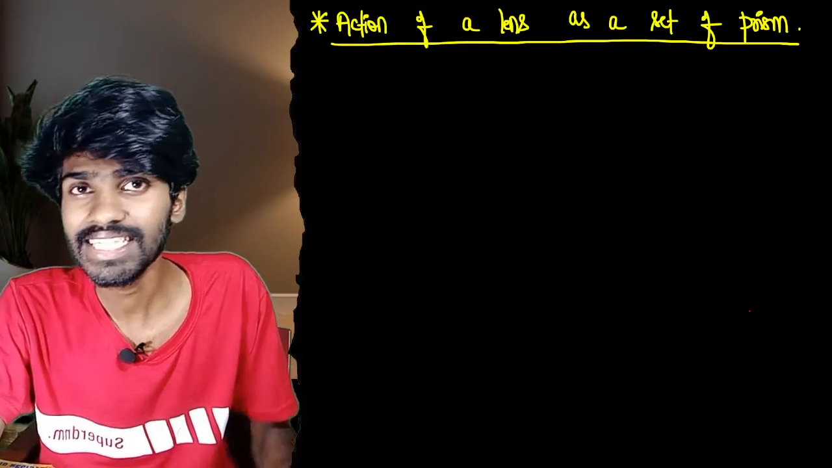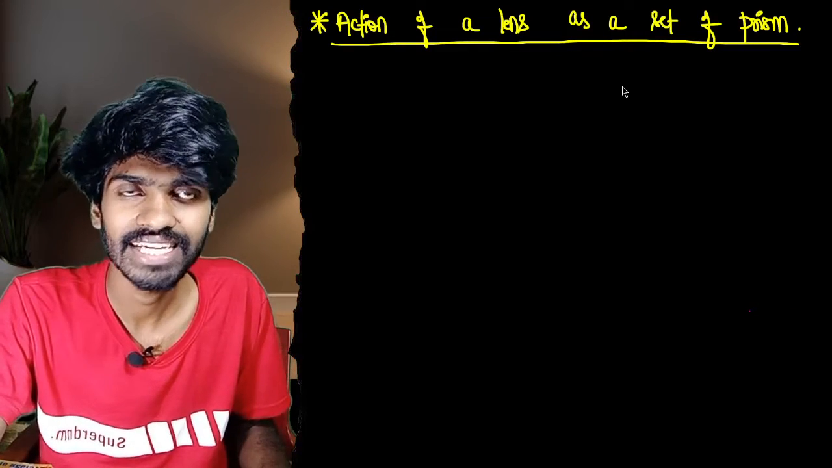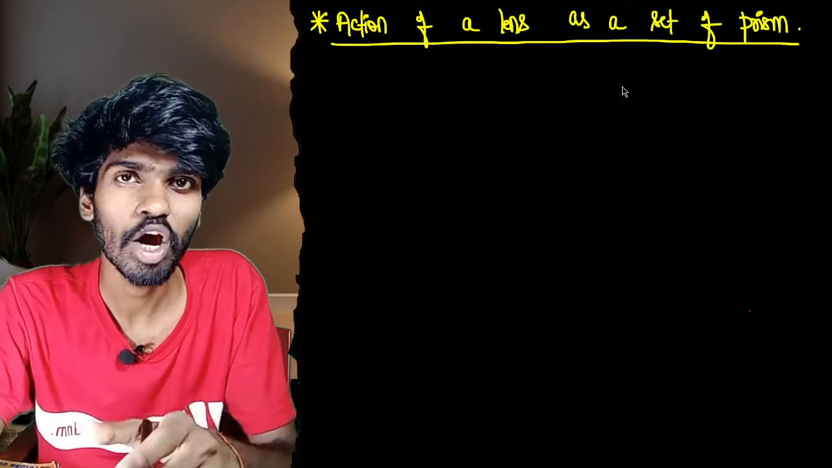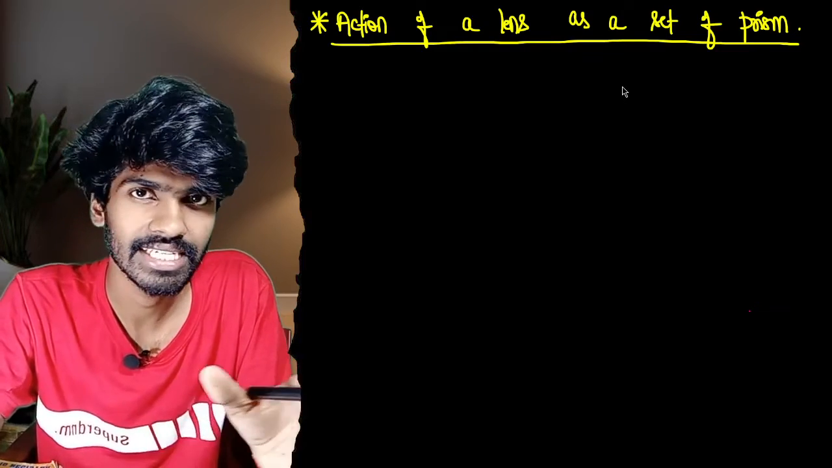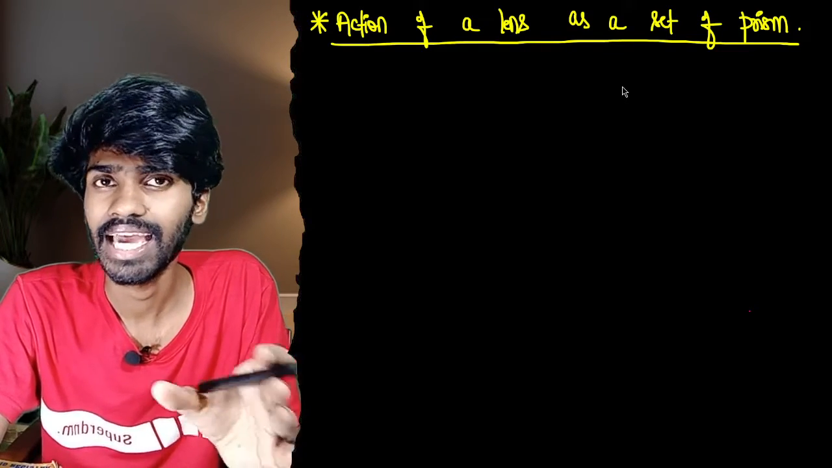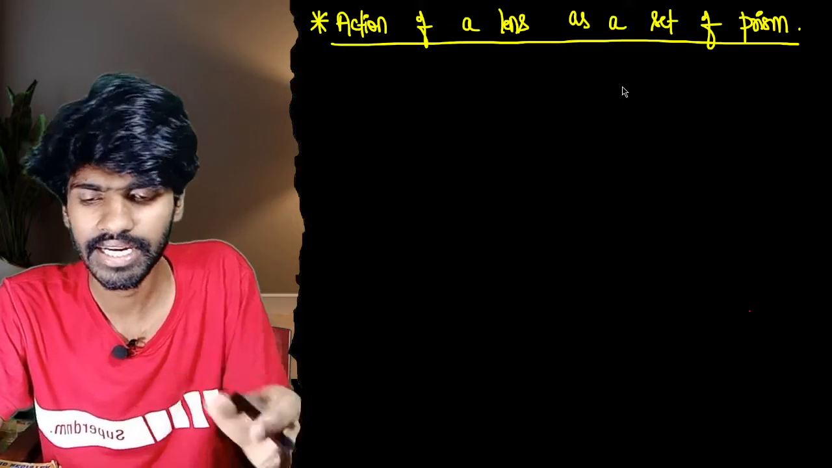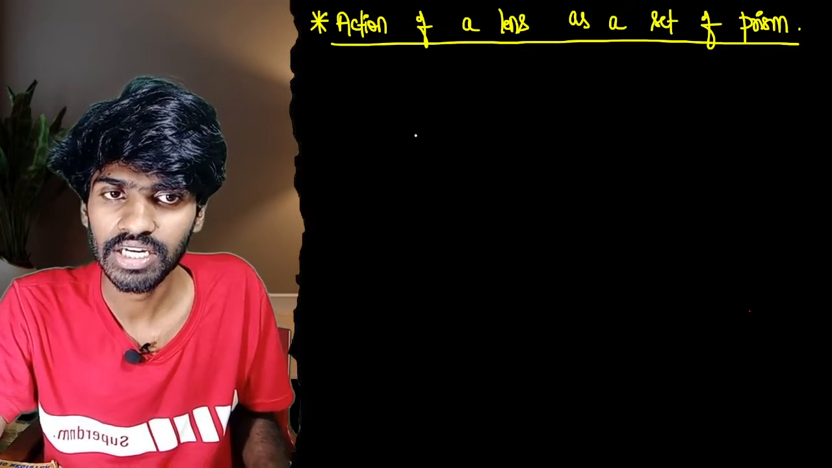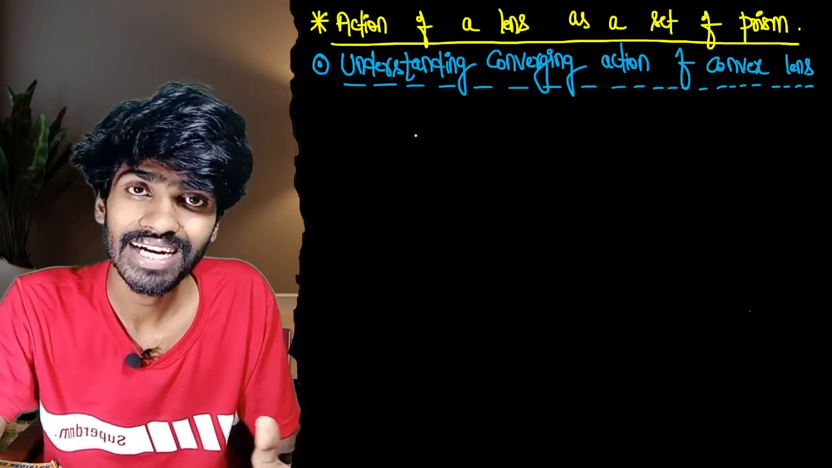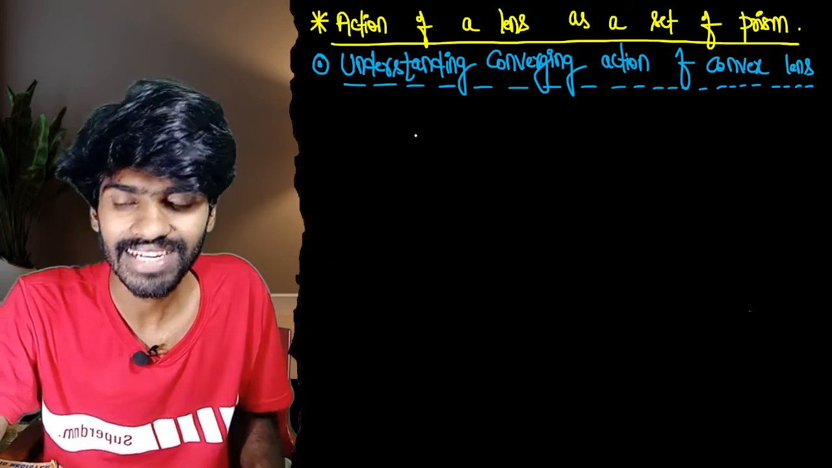Hello dear students, in this lecture we will study the action of a lens as a set of prisms. Till now we have studied what a lens is, kinds of lenses and analysis related to that. Now in this lecture we will understand the converging action of a convex lens.